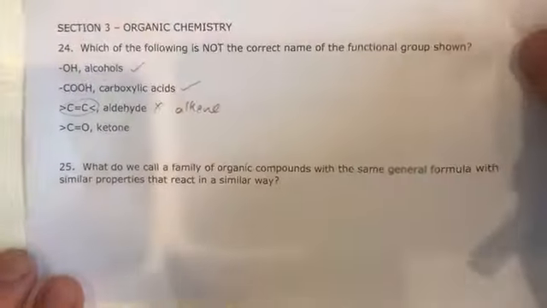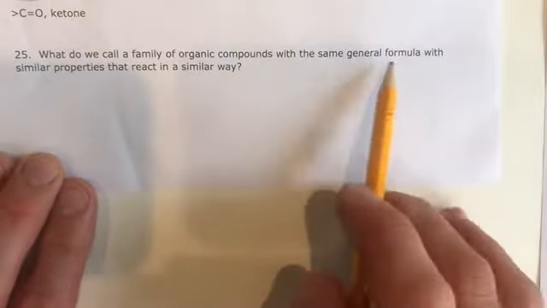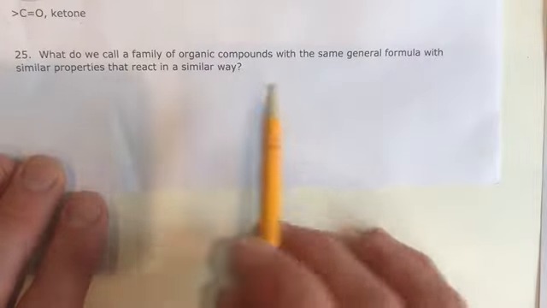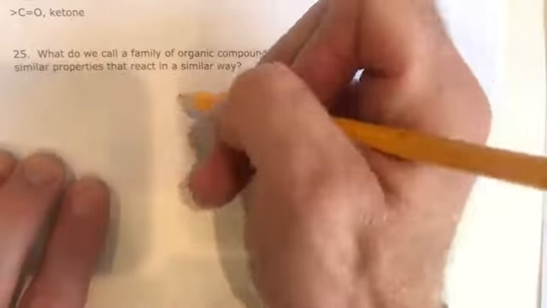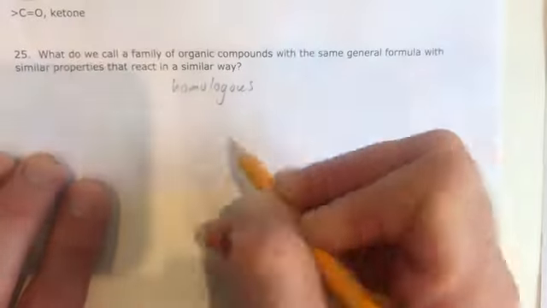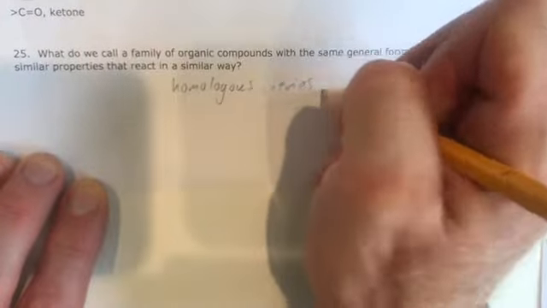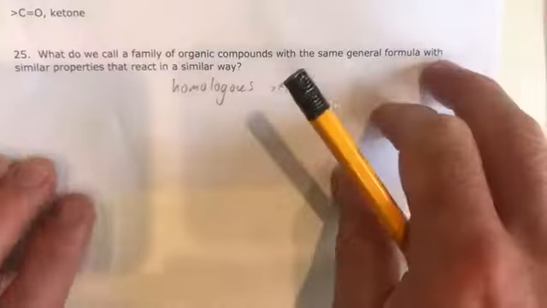That's good. What do we call a family of organic compounds with the same general formula, with similar properties, that react in a similar way? You'll notice there's no answers here because you just have to learn it, I'm afraid. It is that word which has too many O's in it. It's a homologous series. Just got to learn it.